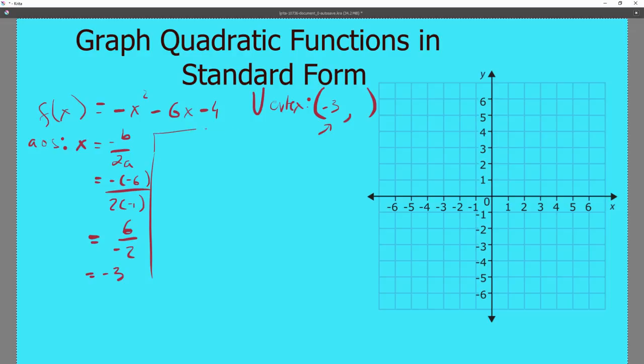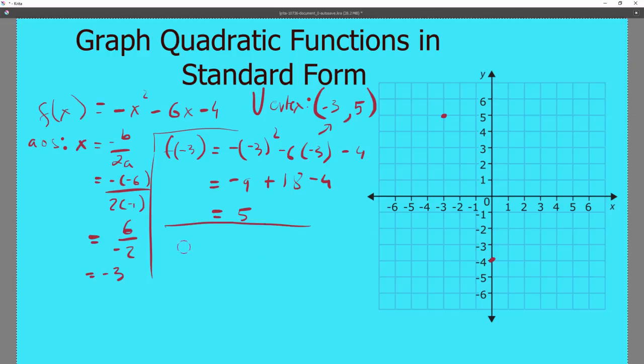Then I plug that in and find the y part. So f of negative 3 is negative of negative 3 squared minus 6 times negative 3 minus 4. Negative 3 squared is positive 9, so negative 9 plus 18 minus 4 gives you 5. That gives you the y for the vertex: negative 3, 5. And this is your y-intercept, right? So negative 4.